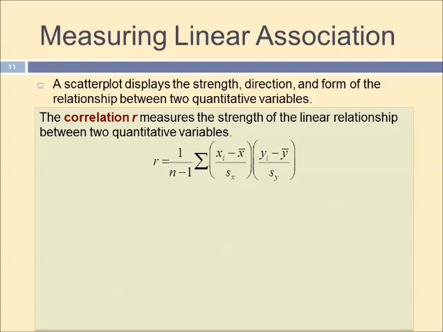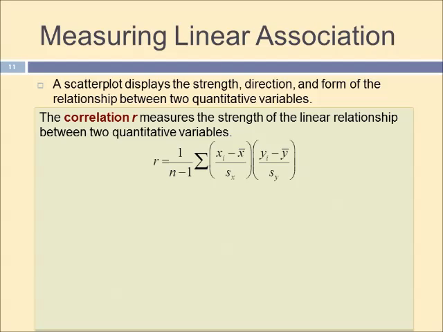Now, one way that we can determine the strength and direction is to use what's called the correlation. The correlation R measures the strength of the linear relationship between two quantitative variables. It's given by this formula. Notice the formula, after the summation sign sigma, we have x minus x bar over the standard deviation. That's a z-score. And next to it we have y minus y bar over the standard deviation, another z-score.